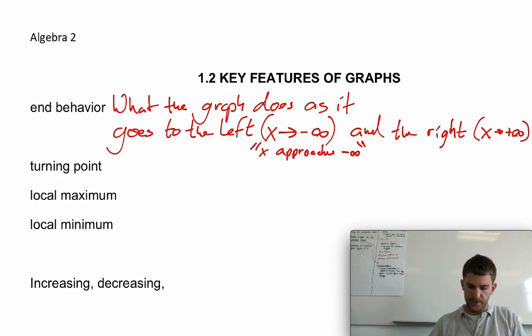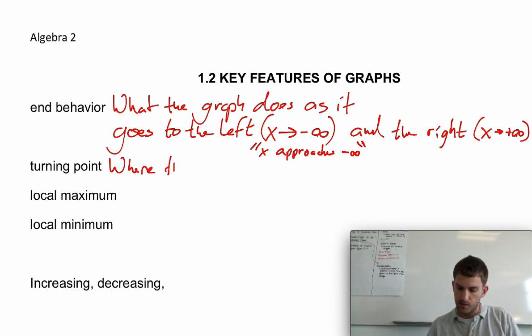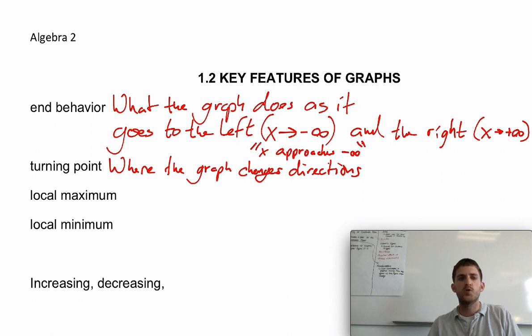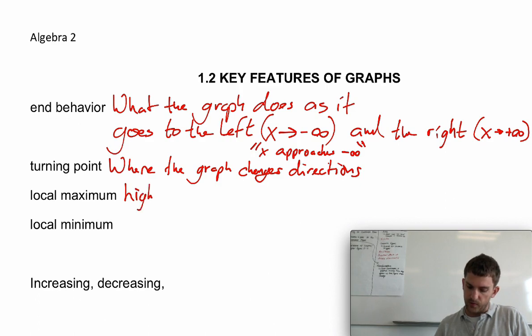A turning point. We're going to say, pardon me, it's where the graph changes directions. And I'm going to leave it a little broad like that because it can mean several different things depending on what you're talking about. So it's where the graph changes directions. A local maximum. We're going to say it's the highest point within a set domain.